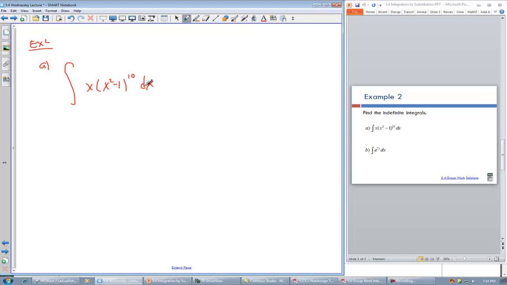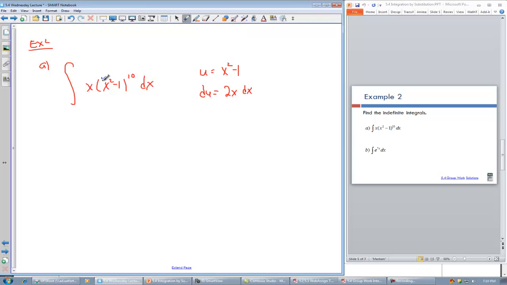So I have to figure out, what am I going to make my u? I have two choices. I can let it be x or x squared minus 1. If you try to let it be x, you won't get anywhere. So it's this thing on the inside, x squared minus 1. I take the derivative, du equals 2x times dx, and I go to substitute back in.